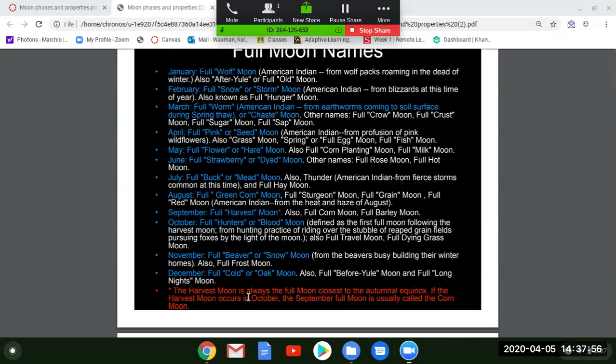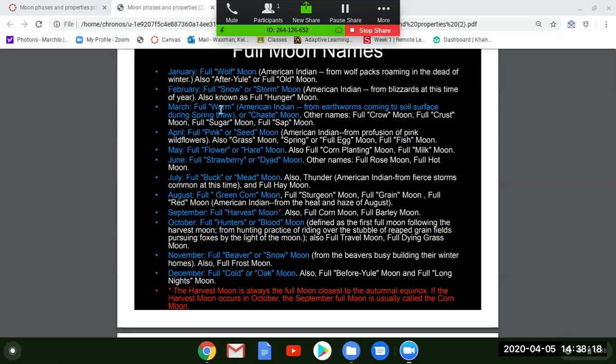The harvest moon is always the full moon closest to the autumnal equinox, September 21st or so. So that's good to know. There's a good tip. Just read that tidbits about the harvest moon. That would be the only one I have you responsible for. And again, harvest moon, September, that's when there's harvest going on. So that's how these get their names. But you don't have to worry about all these.